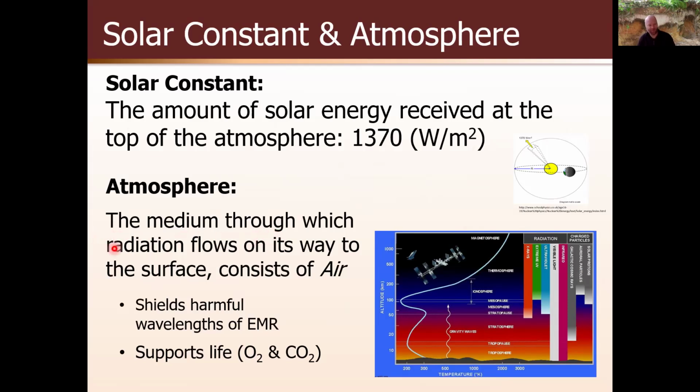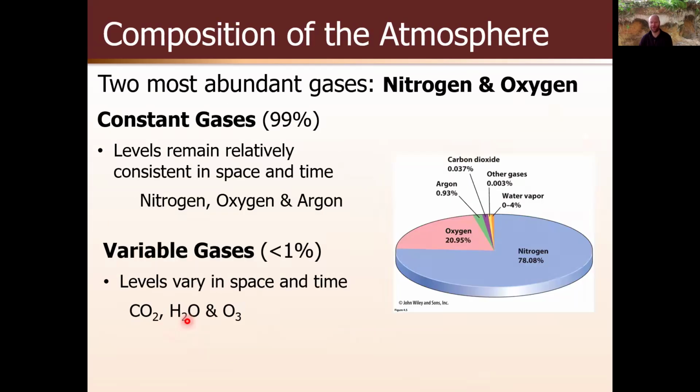And so it's this medium through which radiation flows from the sun on the way to Earth's surface. Our atmosphere has a composition, which we'll talk about next, and the composition of Earth's atmosphere supports life, such as the composition being oxygen and carbon dioxide. And also it provides protection. It shields us from this incredible amount of electromagnetic radiation, shortwave radiation specifically, that would be really harmful, to say the least, to life on Earth.